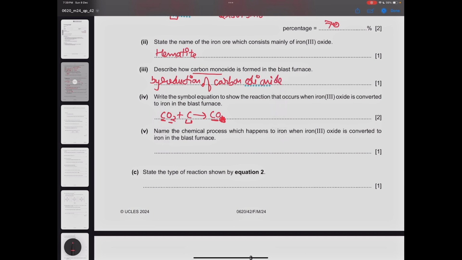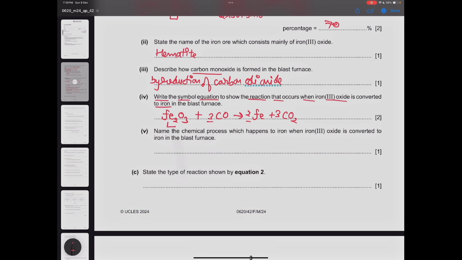Alright. Now, part 4, write the symbol equation to show the reaction that occurs when iron 3 oxide is converted to iron. So they're asking you the reduction equation of iron 3 oxide. Fe2O3 plus 3CO giving Fe plus CO2 3 2. I already remember the numbers, but you can balance it. It's fairly simple to do.